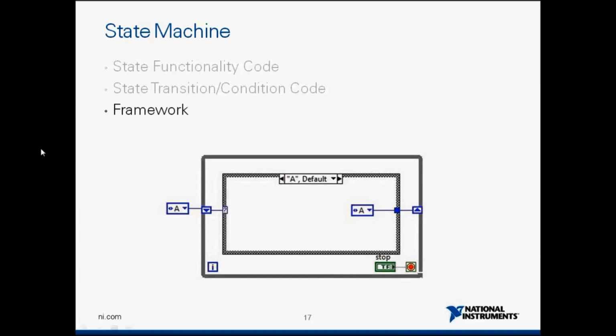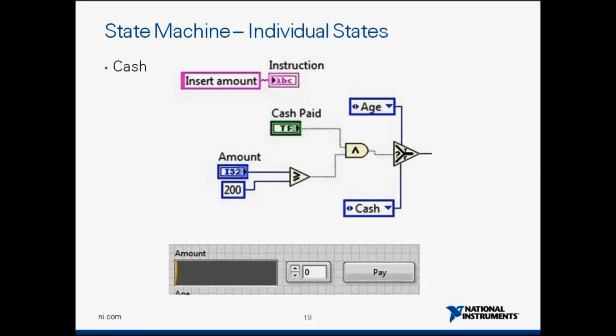Now that we know the outline of the program, let's see how to build it. First comes the state execution code. So let's see the various states of the program one by one.